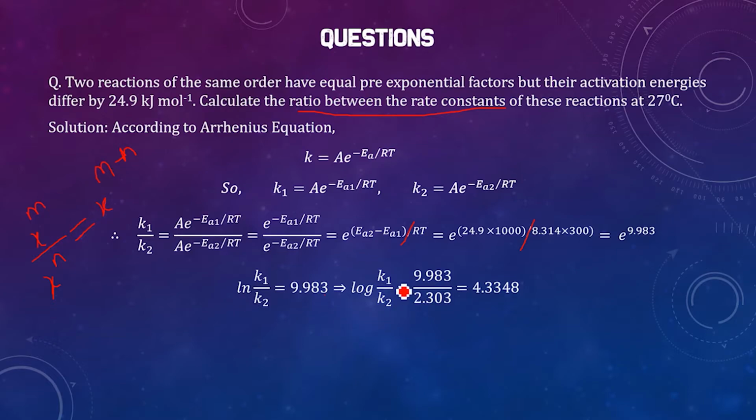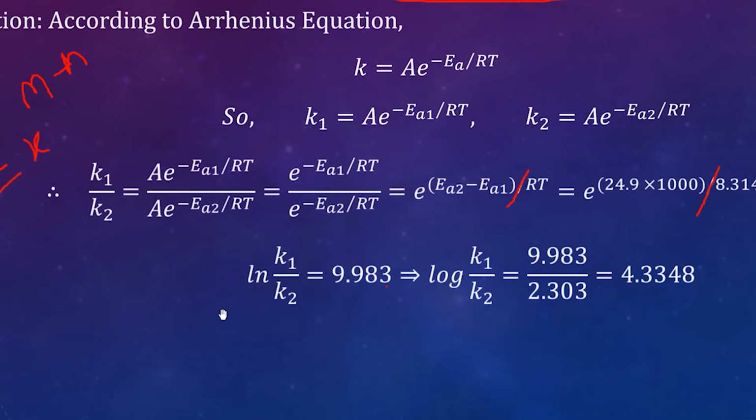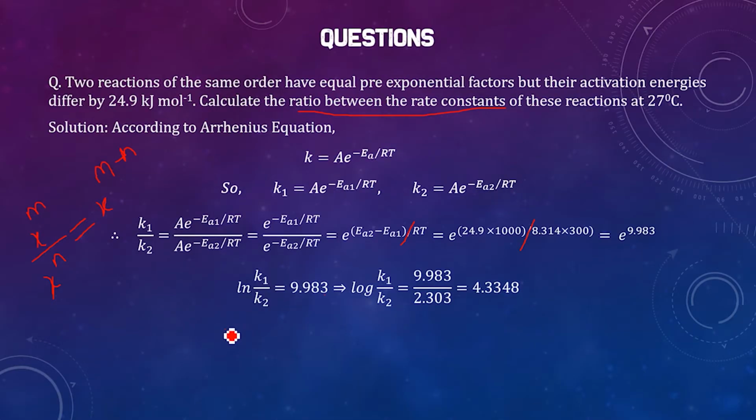Now ln will be converted into log value. So obviously we know that if we convert ln, this can be written as 2.303 log K1 upon K2. Can I write this is equal to 9.983? So now what I have done: log K1 upon K2 is equal to 9.983 upon this 2.303. Solve it. So now you got the log K1 upon K2 value.